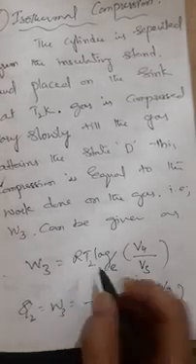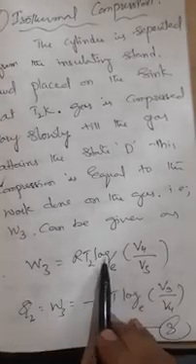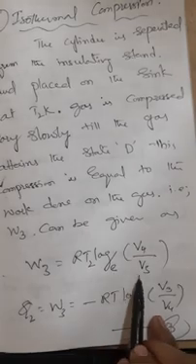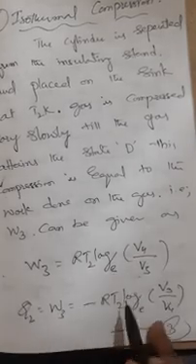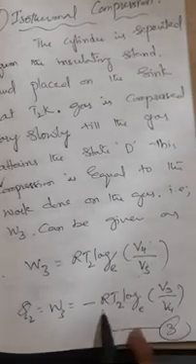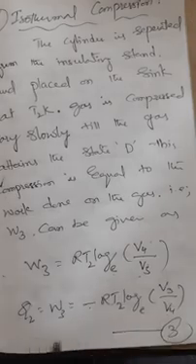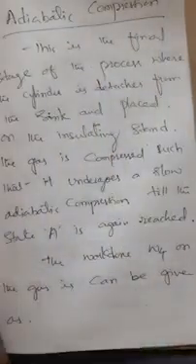This W3 is equal to RT2 log e V4 by V3. So this can be written as minus RT2 log e V3 by V4. V3 goes up and V4 goes down, so that time we have to write minus. Let us take this as equation number 3.